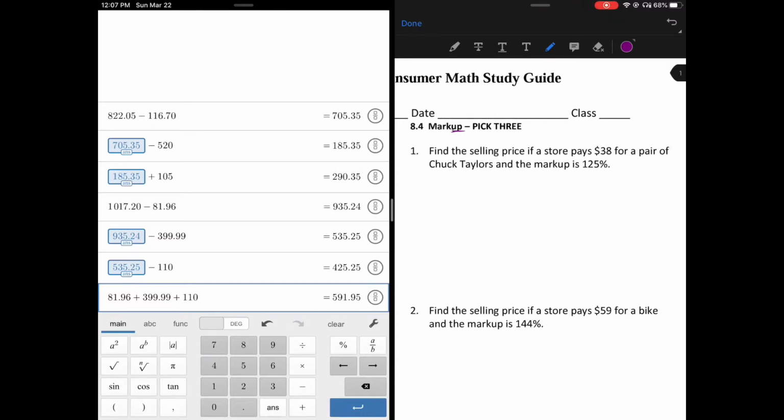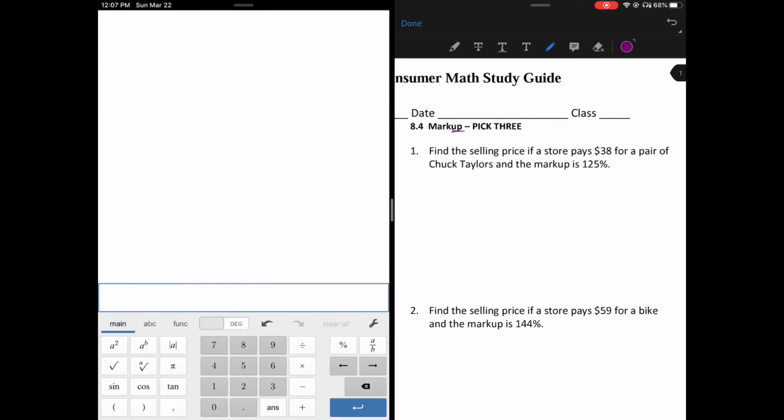So our first problem says to find the selling price if a store pays $38 for a pair of Chuck Taylors and the markup is 125%. So we need to know what 125% of 38 is. So we go to Desmos and we put 125, then press the percent button, of 38, and we get $47.50. To find the selling price, we take that $47.50 and we add it to our original $38.